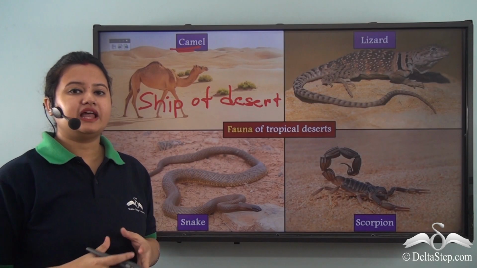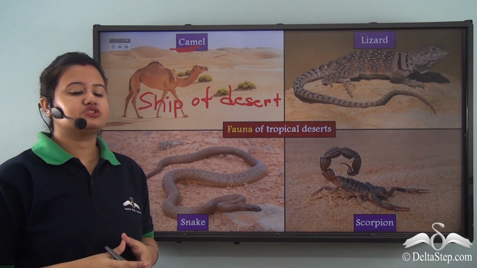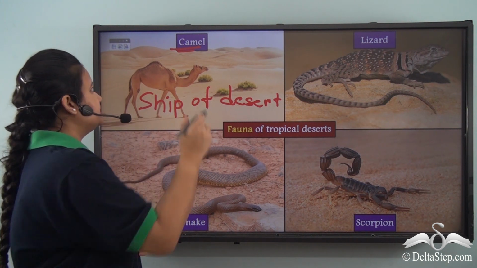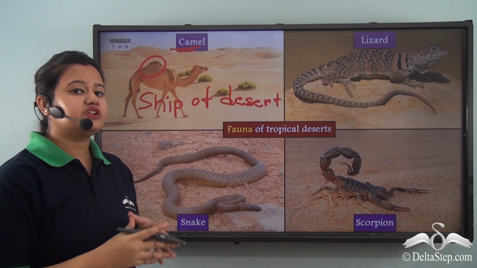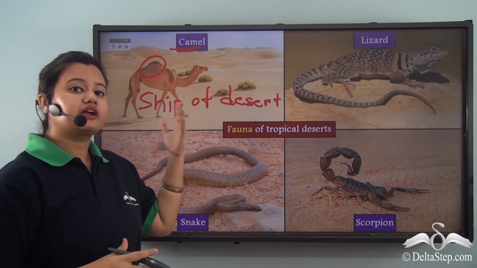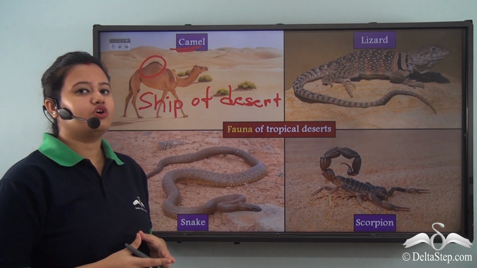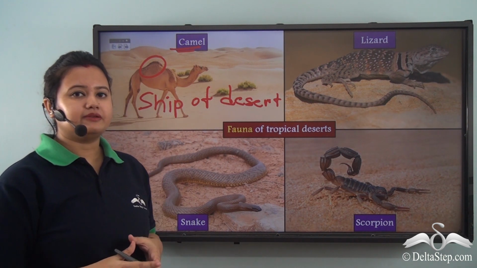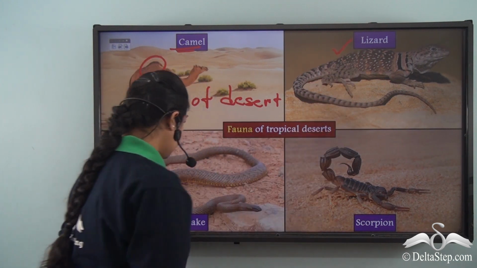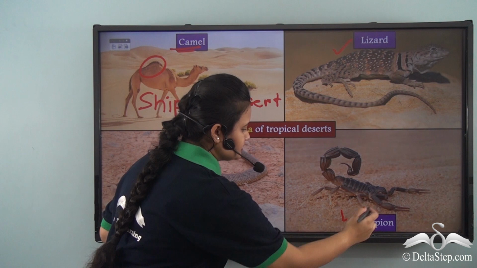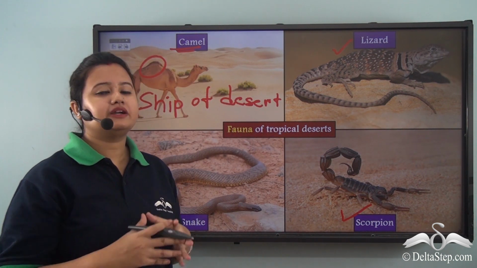Well, this animal has very well adjusted itself to the harsh climatic conditions of desert. This animal has a hump which helps it to store water and hydrate its body. So, this is how a camel has adapted itself to the harsh climatic conditions of a desert. Now, apart from the camel, other animals that are found in deserts are lizards, snakes and scorpions. So, these are some of the prominent fauna of tropical deserts.